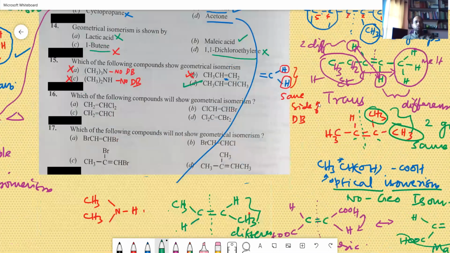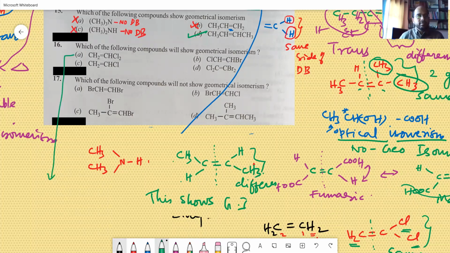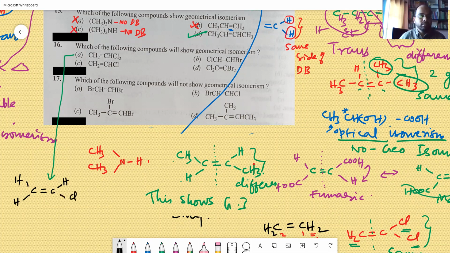Now question number 16 is there. Again, you can take down the notebook and draw all the molecules. So you can see that it has a structure like this: CH2 double bond CHCl. The question itself is wrong, I think, because CH2... okay, no, I have written the wrong structure. So CH2 double bond CHCl2.